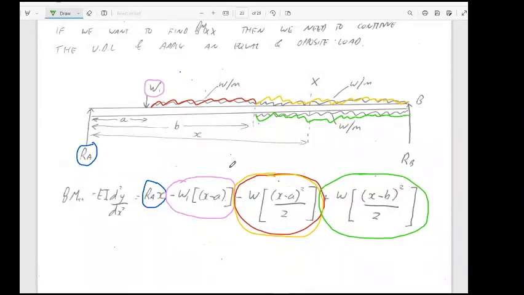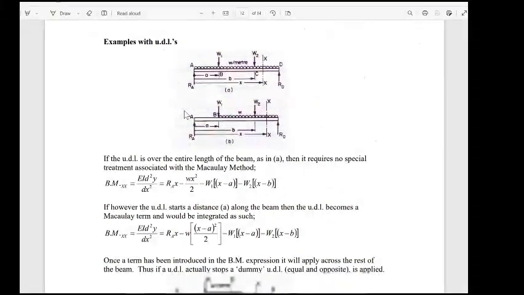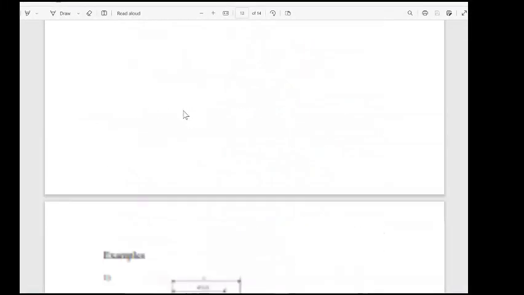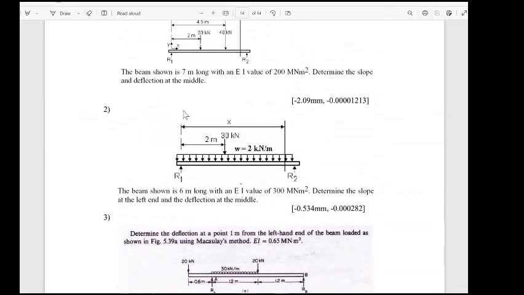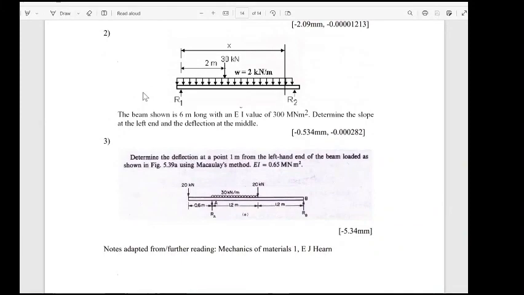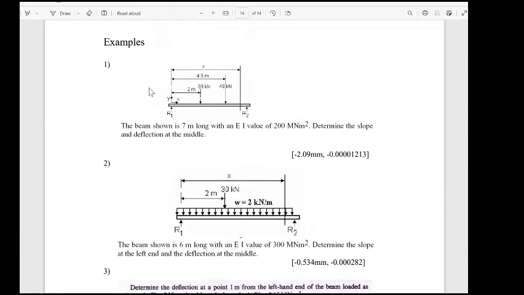So you can see by doing that, we can deal with UDLs which don't run all the way to the end of the beam. We just extend them and we just put an equal and opposite load underneath the beam to cancel out any change in loading that we've put on top of the beam. Okay, so what I want you to do is have a look at those, check you're happy with those examples, with how you would do those, and then try those examples. There are 1, 2, 3 examples at the end of that handout using Macaulay's method. Have a go at those.